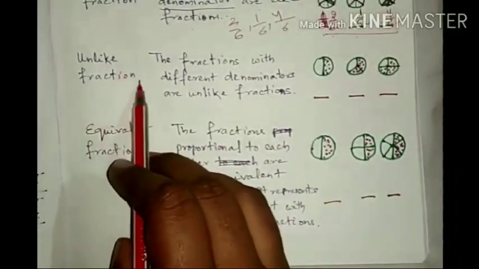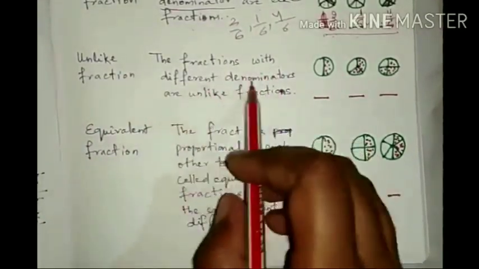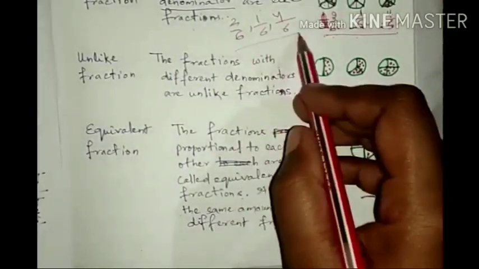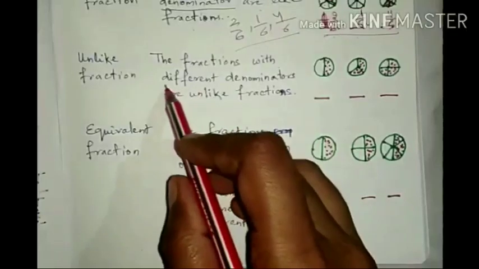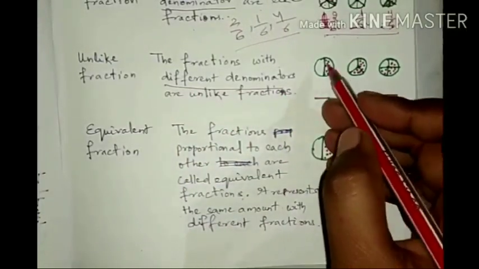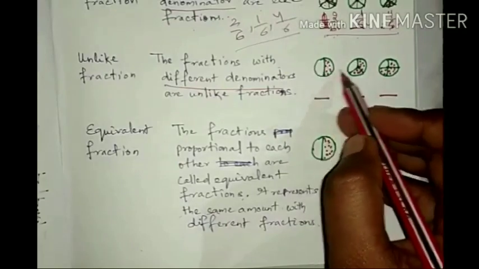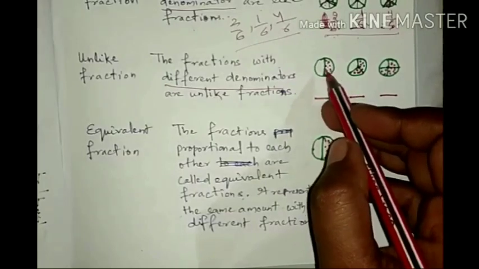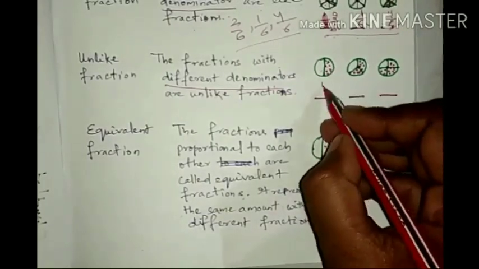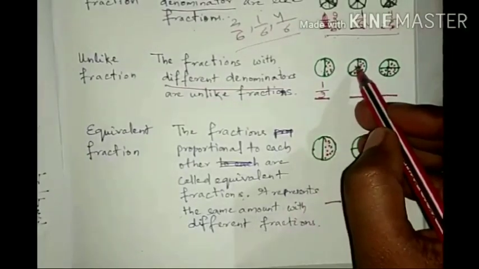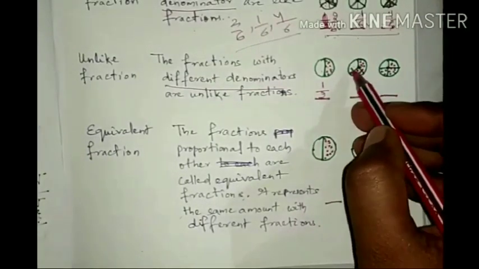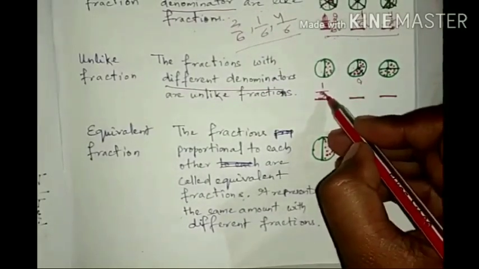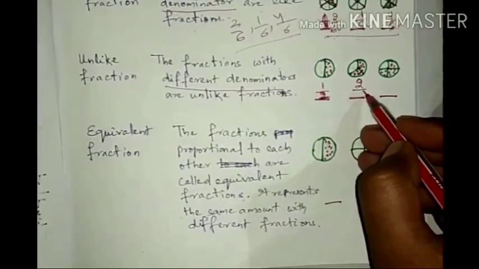Next, unlike fractions. The fractions with different denominators are unlike fractions. Like fractions we have studied, which have the same denominator, but unlike fractions have different denominators. Look here, different denominators. Here one roti, another roti, a third roti are given. Here the roti is divided into 2 parts, out of which I have only 1 part. So this one I will write as 1 by 2. Here the roti is divided into 3 equal parts, and out of 3 equal parts I have only 2 parts. So this one is 2 by 3.